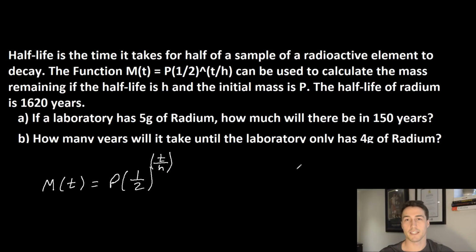Okay, now we're moving on to the example problem. Half-life is the time it takes for half of a sample of a radioactive element to decay. The function m of t is equal to p times 1/2 to the power of t over h can be used to calculate the mass remaining if the half-life is h and the initial mass is p. And the half-life of radium is 1,620 years.